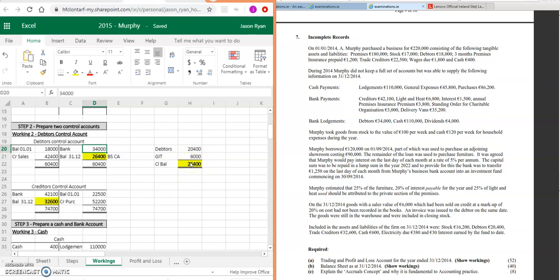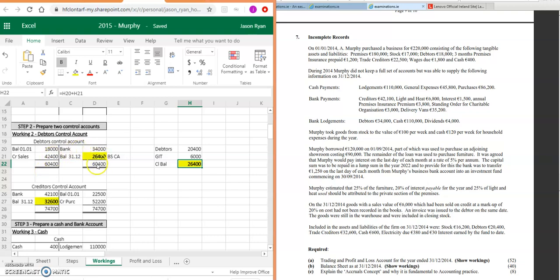So at the end of that period, we're going to have a closing balance of 26,400. So that closing balance at the end, 26,400, goes on the credit side. It'll be brought down to the debit side for the next month. So we'll start the next month with debtors of 26,400.